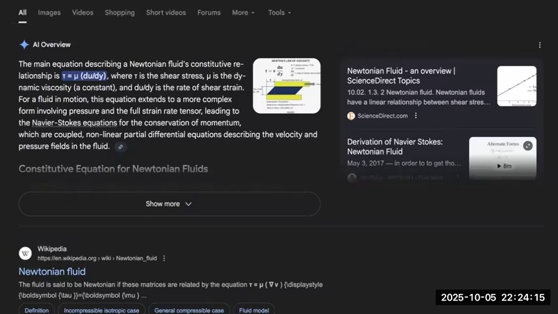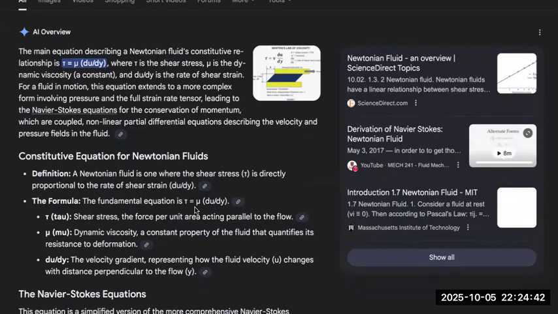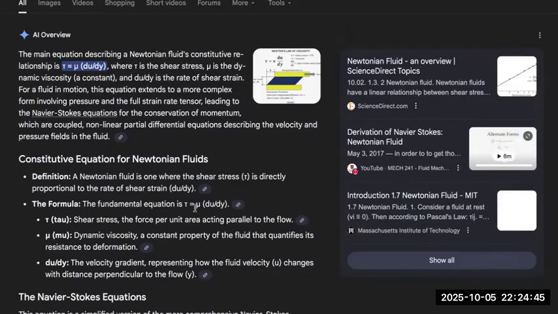As you see here, the main equation describing a Newtonian fluid's constitutive relationship is tau equals mu times du over dy, where tau is the shear stress, mu is the dynamic viscosity, a constant, and du/dy is the rate of shear strain. For a fluid in motion, this equation extends to a more complex form involving pressure and the full strain rate tensor, leading to the Navier-Stokes equation for the conservation of momentum, which are coupled nonlinear partial differential equations describing the velocity and pressure fields in the fluid.